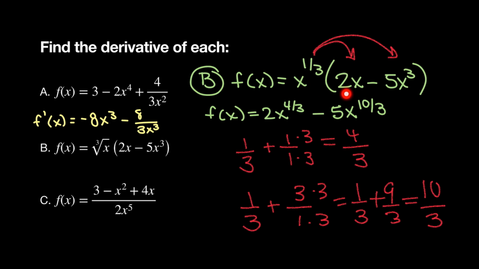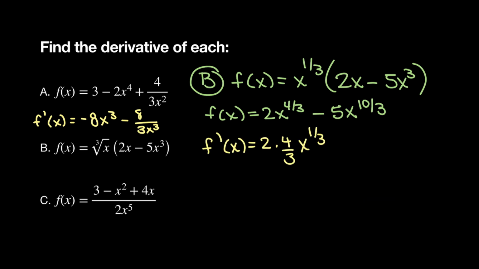So x to the 1/3 times 2x is going to be 2x to the 4/3. I did that multiplication by adding the exponents. So I did 1/3 plus 1. That gave me the 4/3. Then I did x to the 1/3 times 5x cubed. That gave me 5x to the 10/3. Again, to multiply, we have to add the exponents. So we did 1/3 plus 3 over 1. That became 10/3. All right, so now my function is a difference of 2 terms.